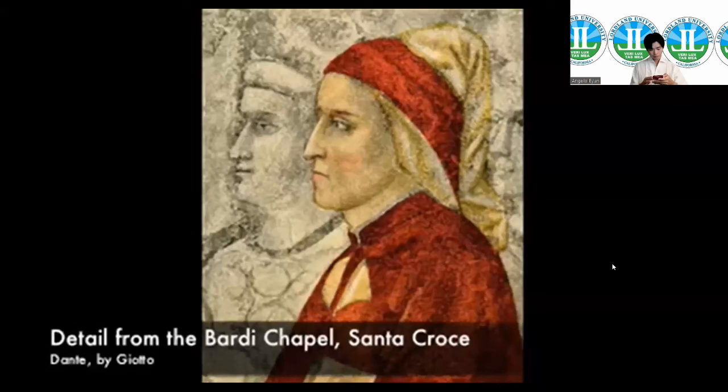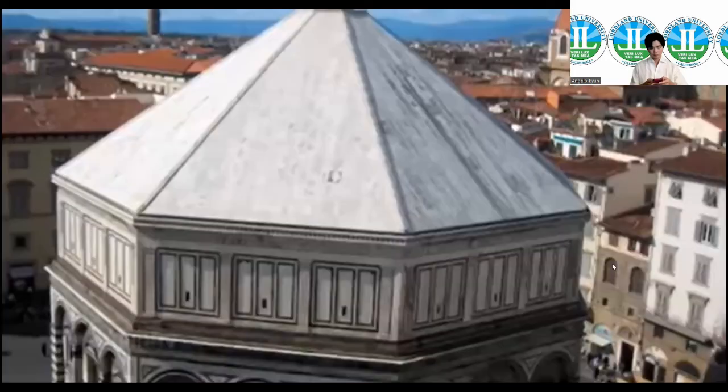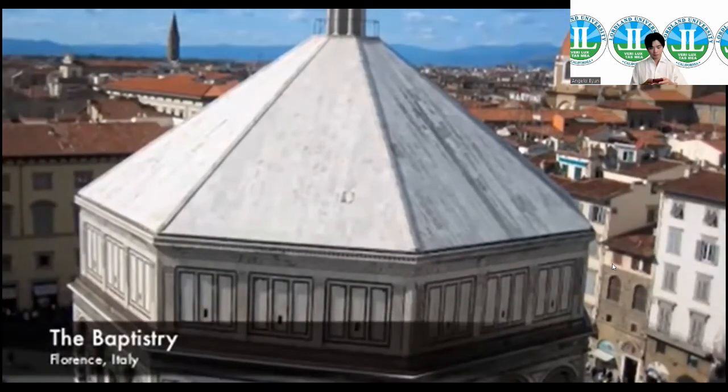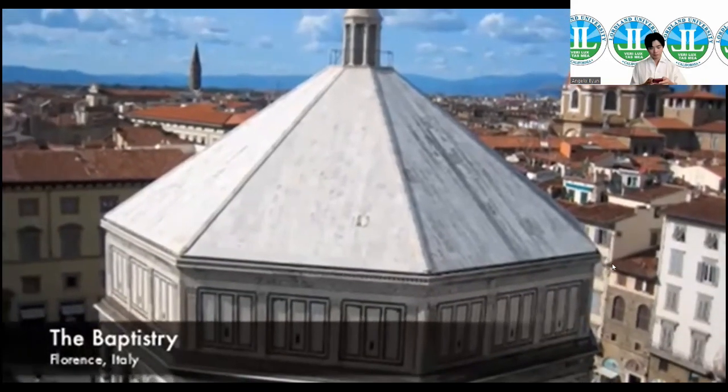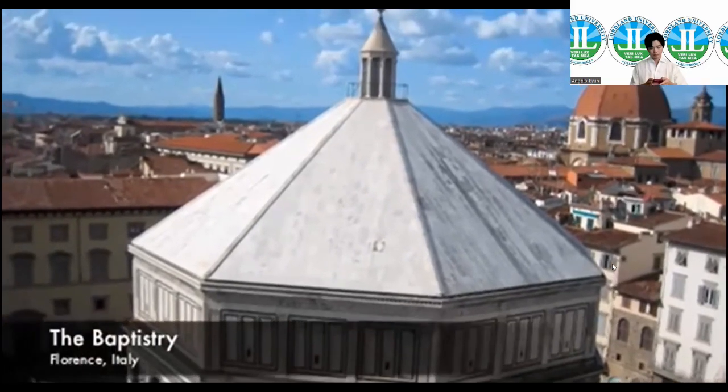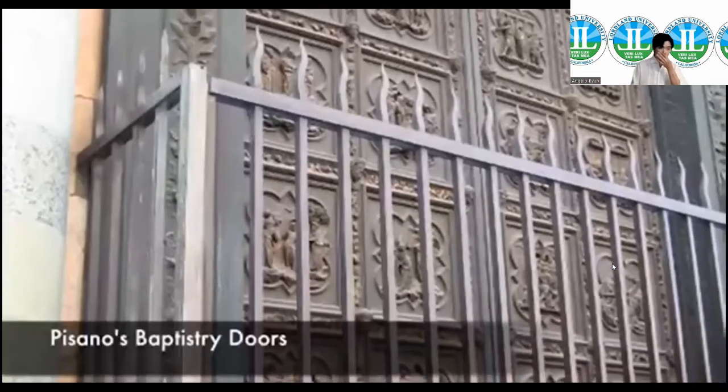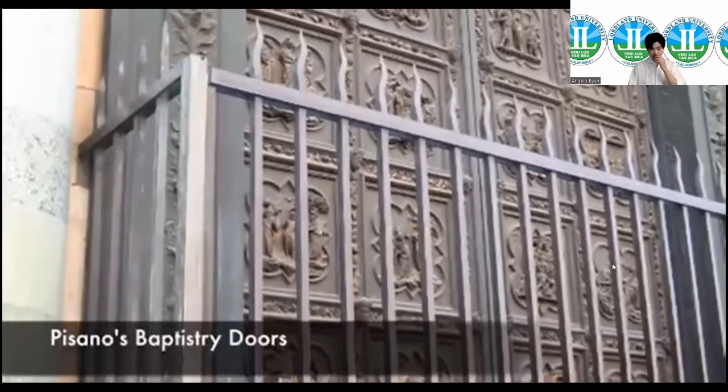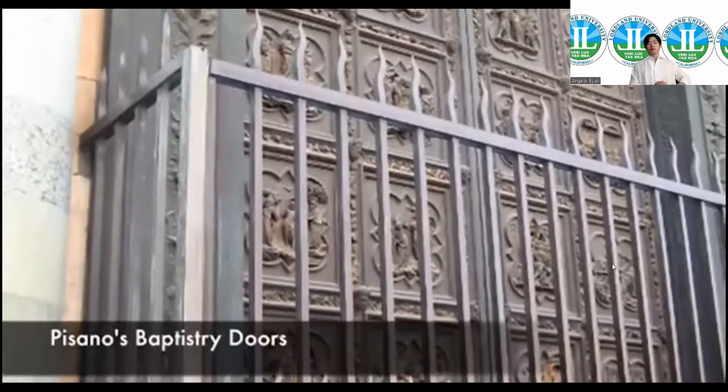In art, Giotto introduced perspective into painting for the first time since antiquity. In this fresco from the Bardi Chapel, Dante appears to be standing in front of another figure further in the background. What Giotto accomplished in painting, Pisano did with sculpture, introducing perspective to his bronze carvings for the baptistry doors in Florence.